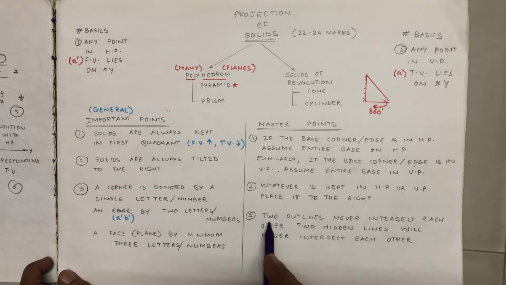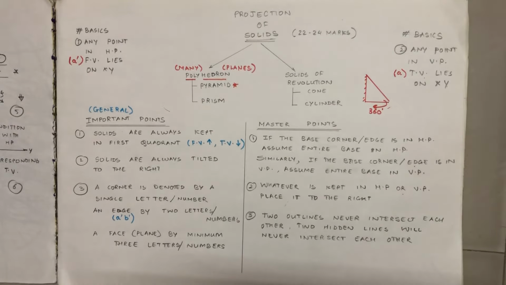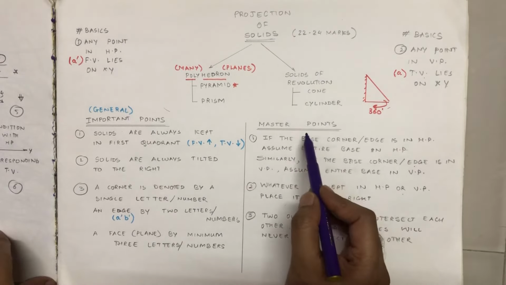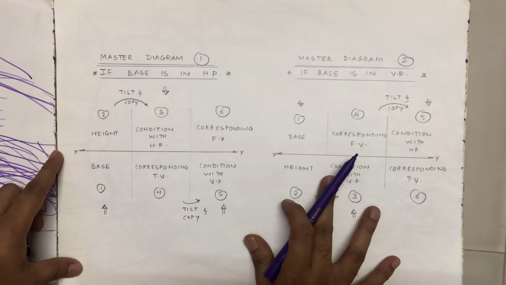Very, very important. Two outlines, which are dark lines, never intersect each other. Two hidden lines will never intersect each other. I'll repeat. Two outlines will never intersect each other, and two hidden lines will never intersect each other. This is true for the chapter of projection of solids. Very, very important.